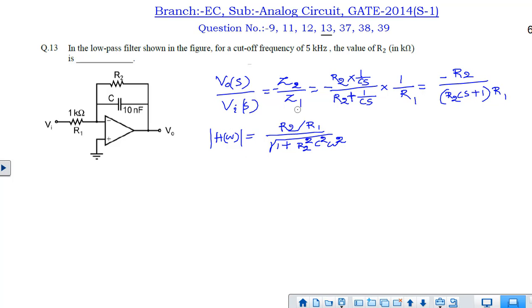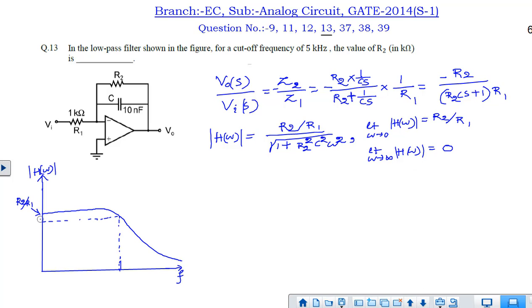Now we will try to see how the curve will be, that is, at omega tends to 0, what value the magnitude of H of omega is approaching, and at omega tends to infinity, what value it is approaching. At omega tends to 0, it is approaching R2 by R1, and at omega tends to infinity this value is approaching 0. That means at higher frequency the transfer function has magnitude 0, so it will be acting like a low pass filter. It has a pass band gain of R2 by R1, and it gradually attenuates at higher frequency.